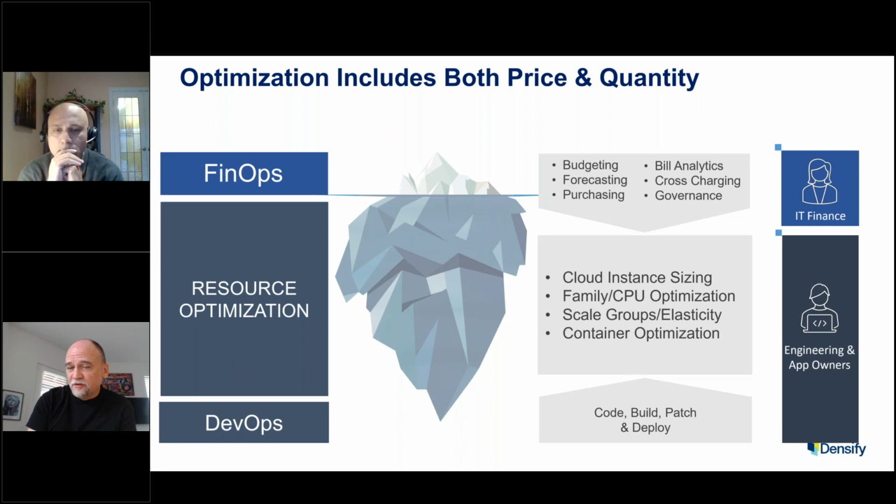Or are they the right type of instance? Should I be using burstable or CPU optimized or that type of thing? Scale groups, elasticity, containers, all these things we find are areas that need a lot of focus to make sure that you're running a tight ship.